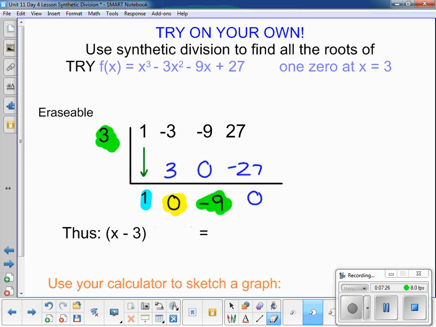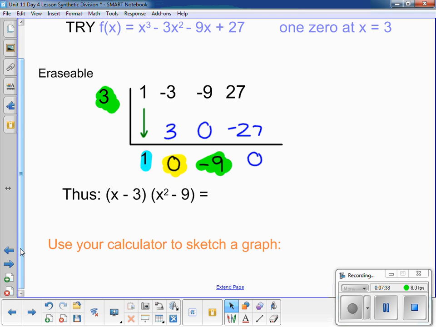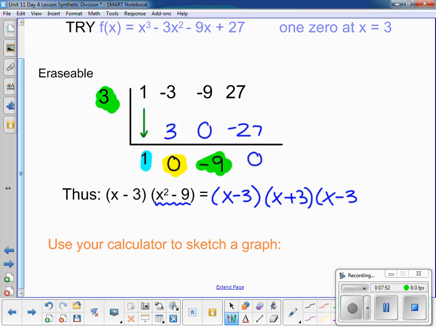And remember, I started with an x cubed and took away an x, so I'm left with a 1x squared plus 0x minus 9. And that would have been my answer, but remember I need to factor if I can. And if you remember, this is one of those special ones. So I'm going to keep my x minus 3. The x squared minus 9 is an x plus 3 and an x minus 3.